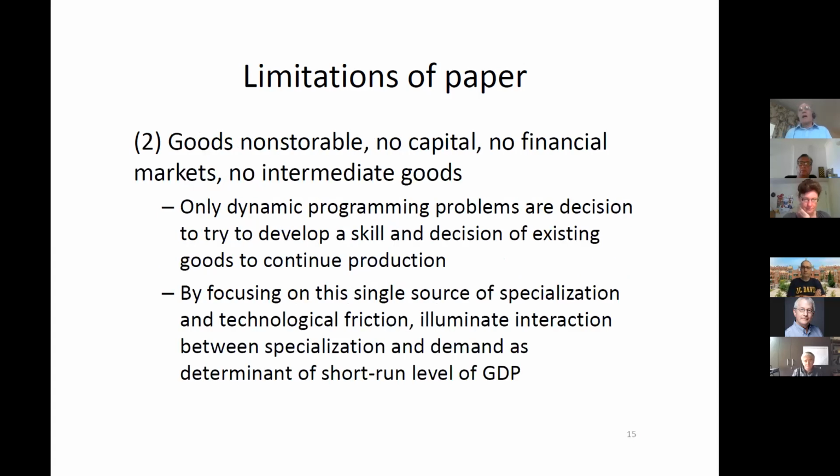If you're willing to forgive me for that, maybe you're not going to forgive me for this. Goods are non-storable. There's no capital in my model. There's no financial markets, and there are no intermediate goods. In other words, there's none of the stuff that macro is all about. The only dynamic programming problems in the model are the decision of whether you want to try to develop a skill, whether you want to try to create a new good, and whether it's time to give up the shop on your existing good or whether you should keep on in production. That's the only dynamic programming aspect here.